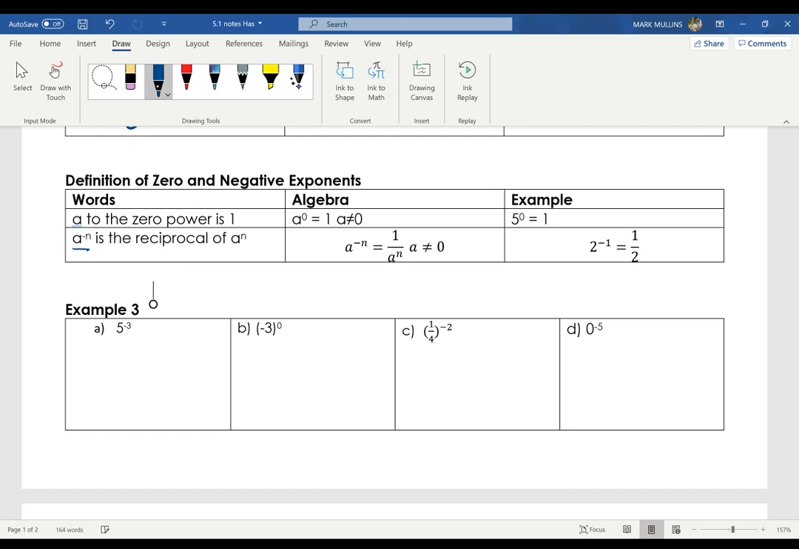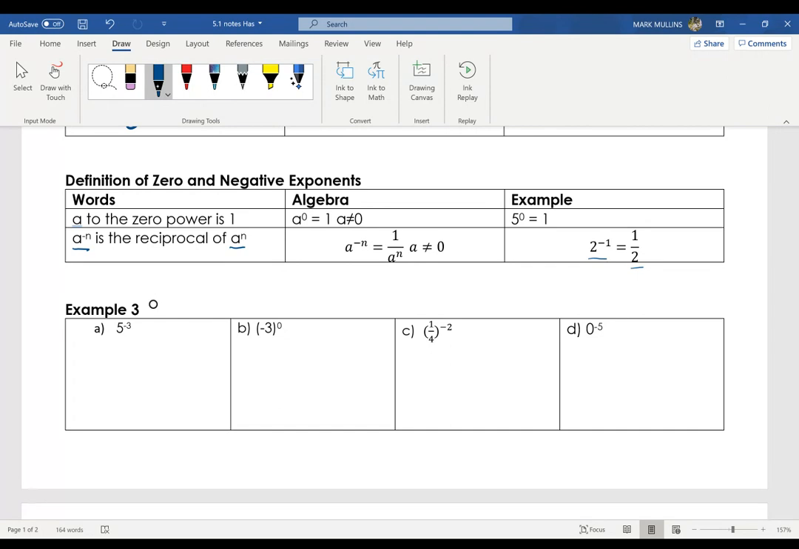A to the negative n power and a to the n power are reciprocals. So if I have a negative exponent, I put it in the denominator, and now it's positive. So those are reciprocals. So as an example, 2 to the negative first is 1 divided by 2. So it's 1/2 instead. So for example 3, we're going to look at these negative and 0 exponents.